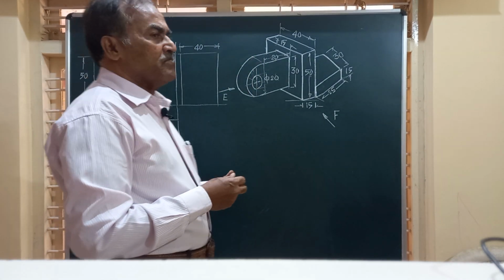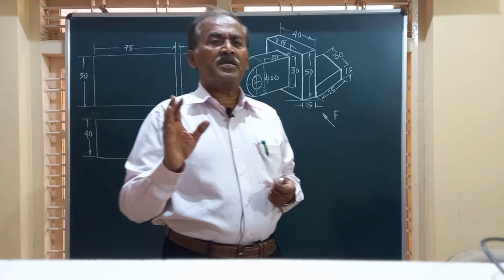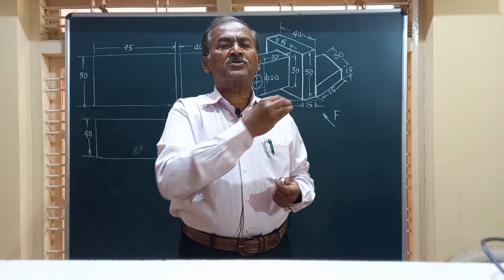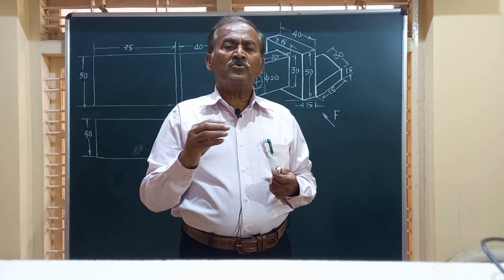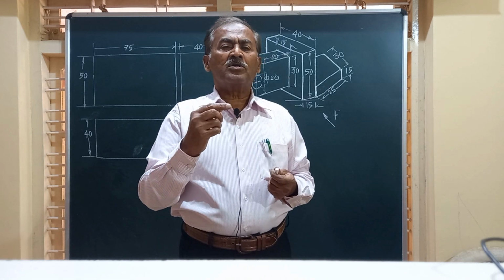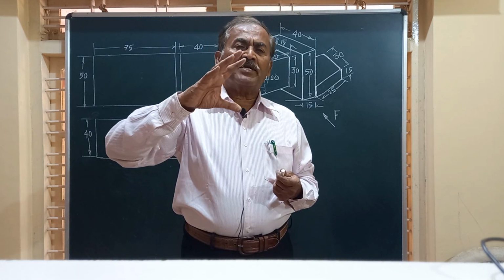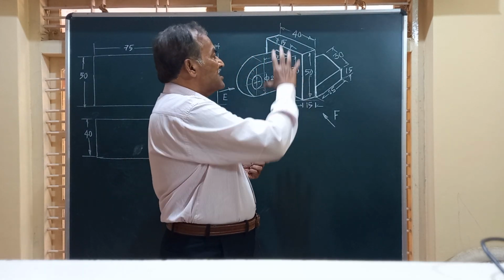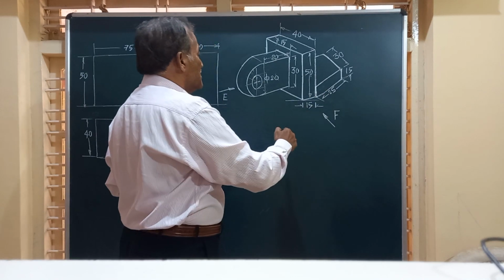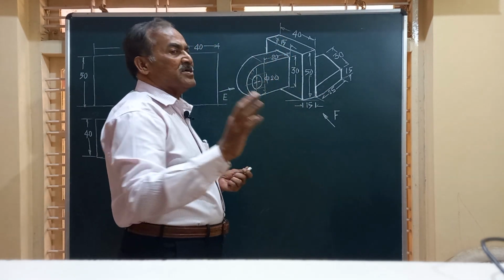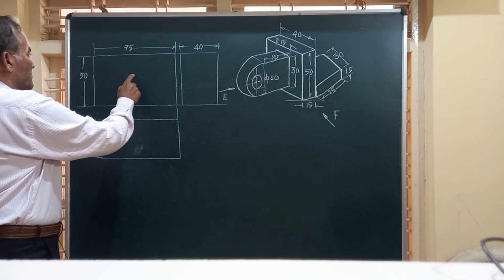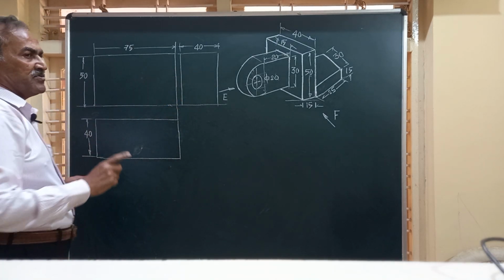Friends, basically, whenever you are making the orthographic views from the given isometric view, you first find out the major dimensions, in the sense the maximum length, the width and the height of the object, and draw them as the front view, top view and end view.